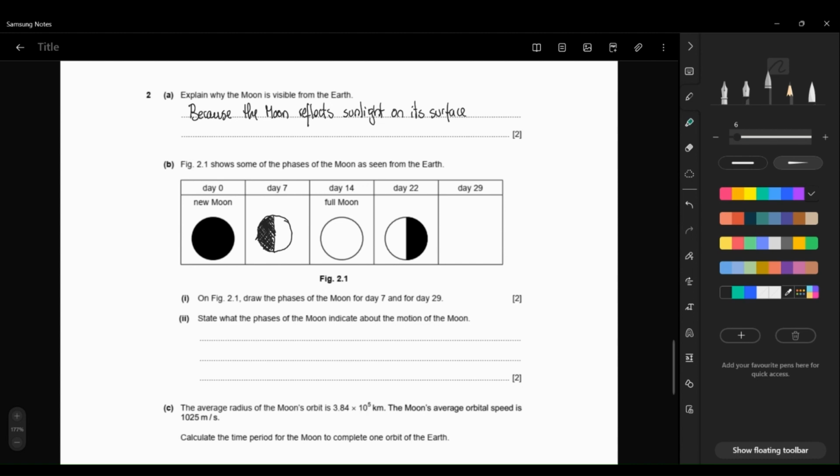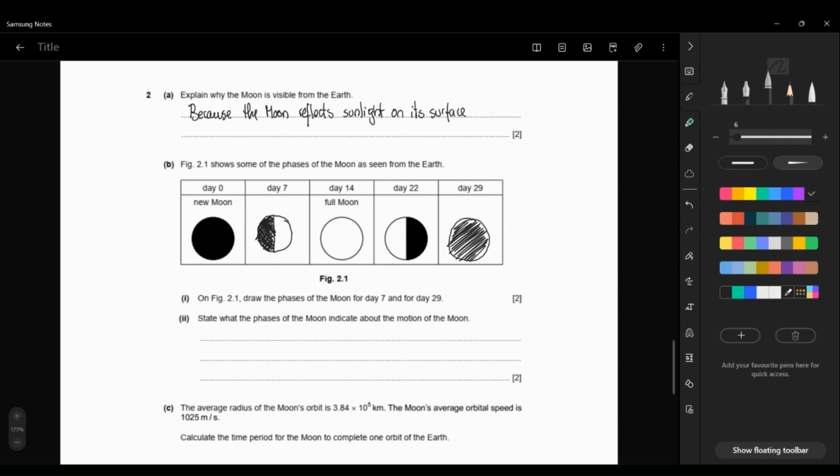So on day 14 you have full moon. On day 22 you have the waning quarter. It is going back to what? It is going back to the new moon. That's what happens on day 29. Day 29 again is going to be a new moon.